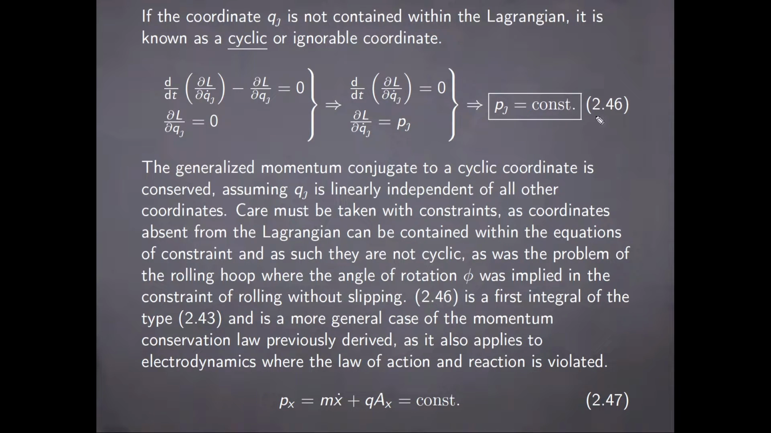The result 246 is a first integral of the type of equation 243 and is a more general case of the momentum conservation law previously derived, as it also applies to electrodynamics where the law of action and reaction is violated. So what this result says is that, for example, p_x being equal with the sum here is a constant if the coordinate x is not contained in the Lagrangian.